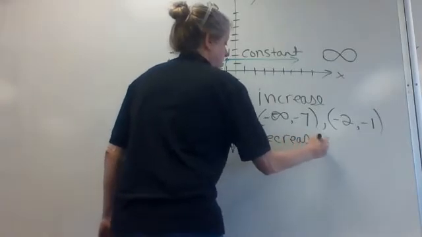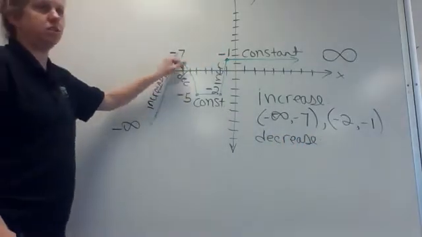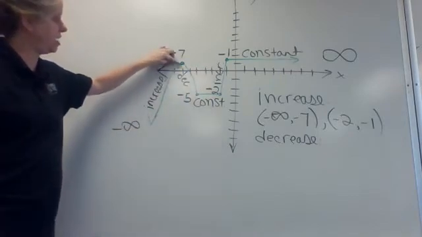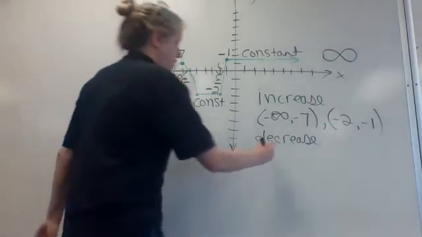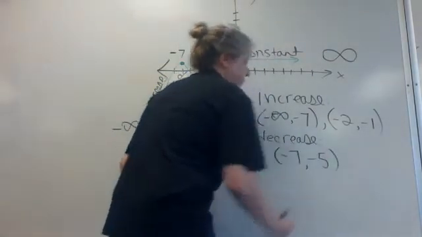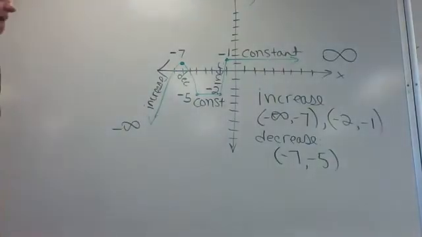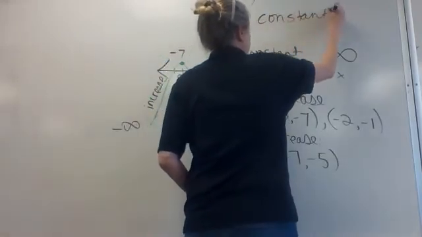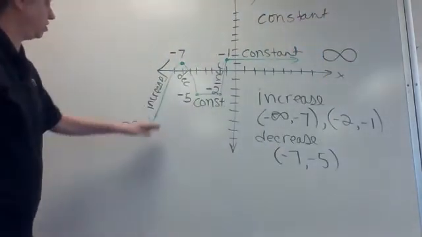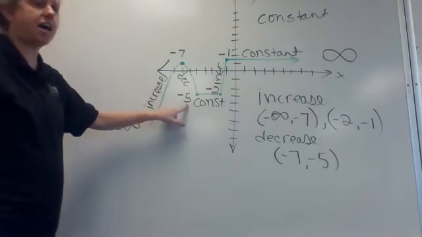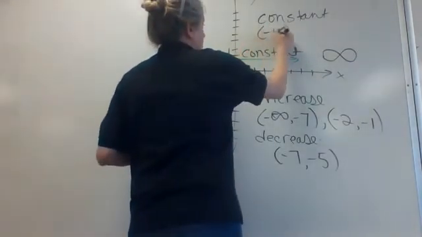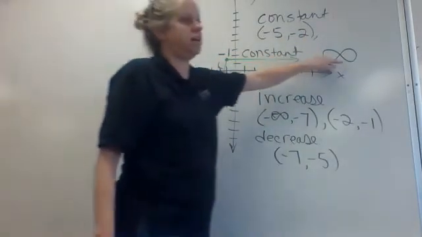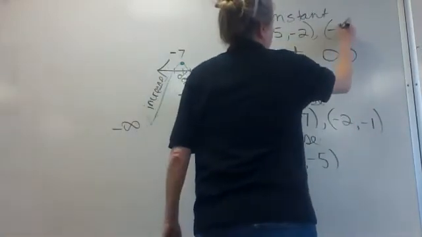The decrease, we've already labeled it, so we're essentially just writing these two numbers. It starts to decrease at -7 and it decreases until -5. And then the constant intervals, there's 2 of them, starting here at -5 to -2. Comma, the last piece is -1 to infinity.